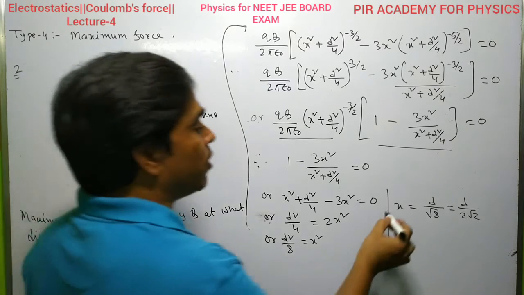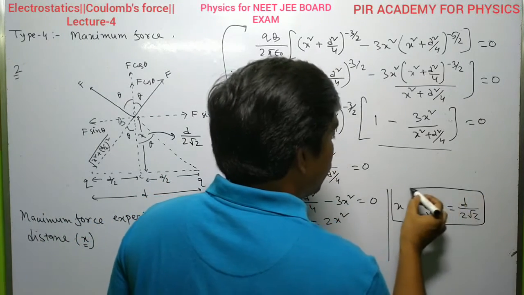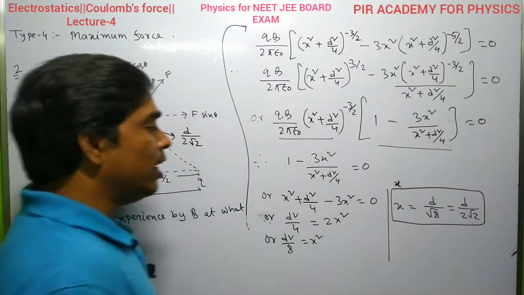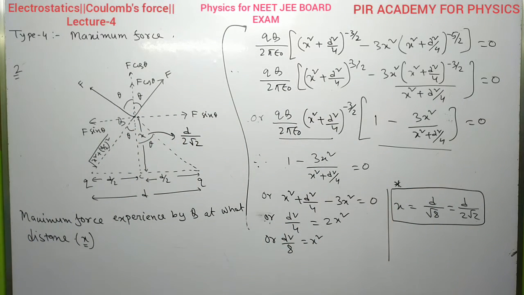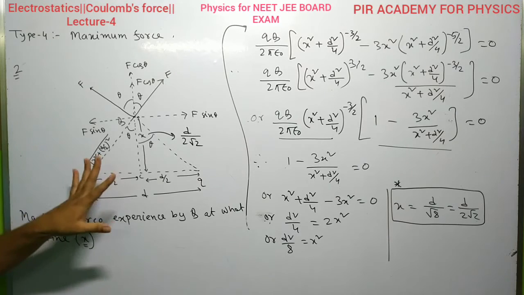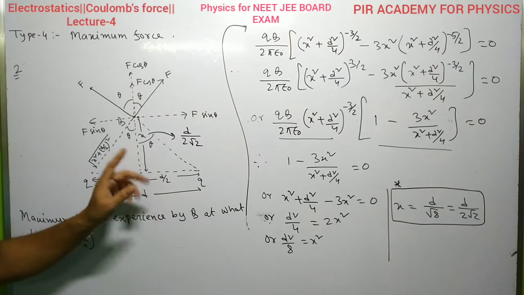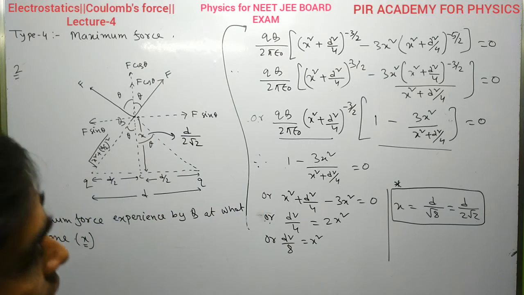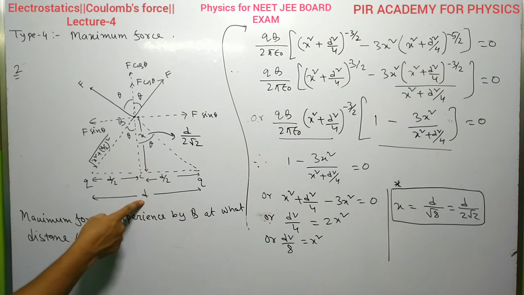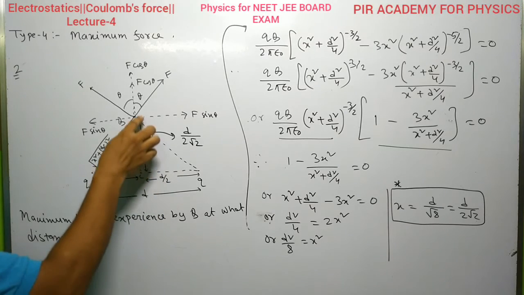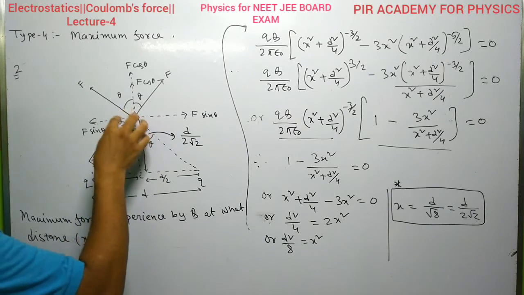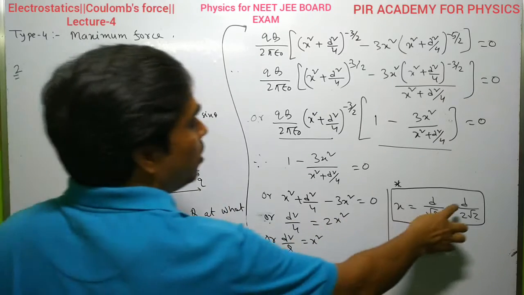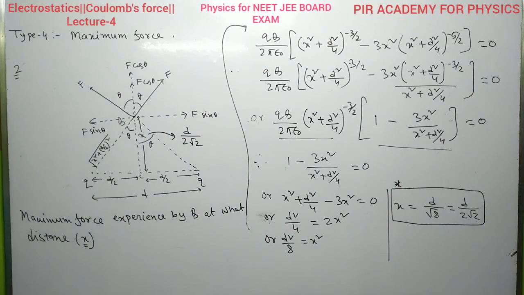This is the condition. So if you memorize this formula, you can solve this problem in an instant of time. Suppose the d is 20, then what will be the distance where the charge gets maximum force? This will be 20 by 2 root 2, that means 10 by root 2. So this is another problem of maximum force.